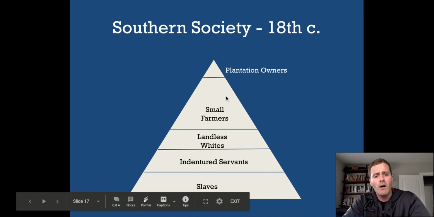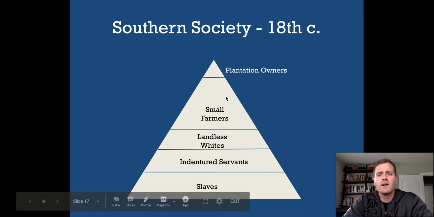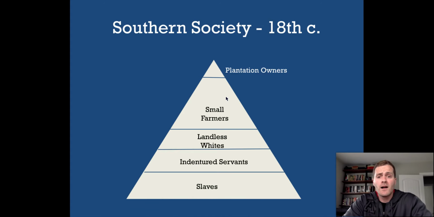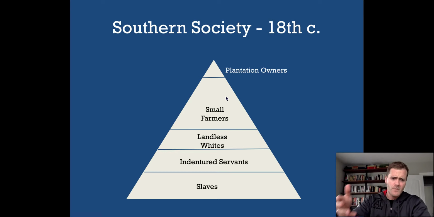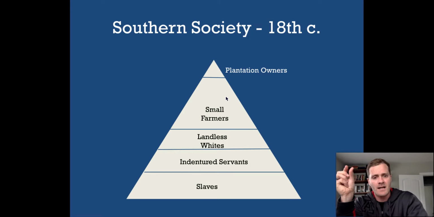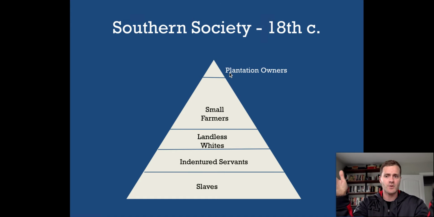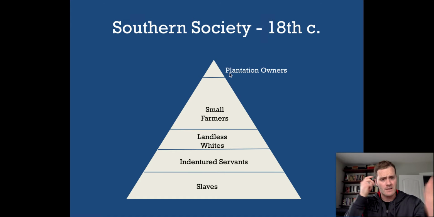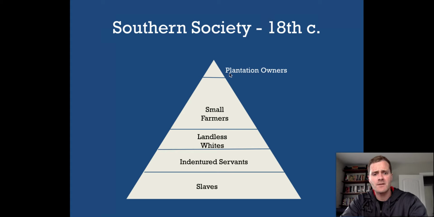Above them are the small farmers, what we commonly refer to in periods 3 and 4 later on as the yeomanry. This yeoman class doesn't have large plantations, but they own a small plot of land. They're usually farming for sustenance, farming to survive. They own the land, they own their labor. And then above them are the tiny apex of the society, the plantation owners who own the best land, who are profiting the most from the system. So that's really what Southern society looks like.